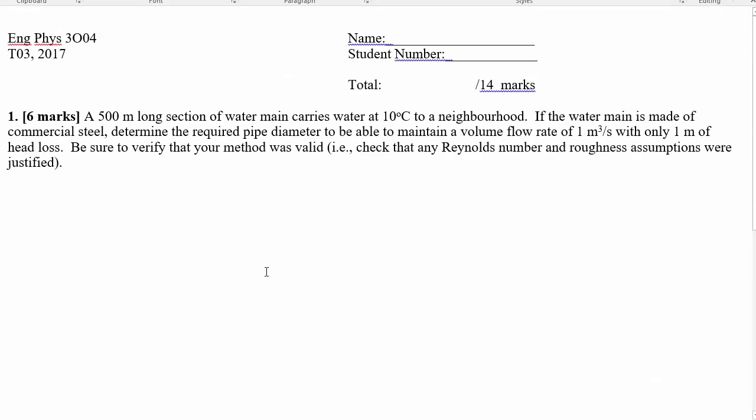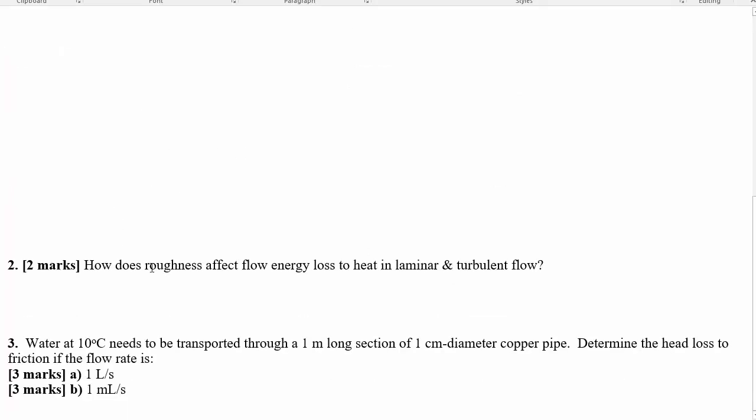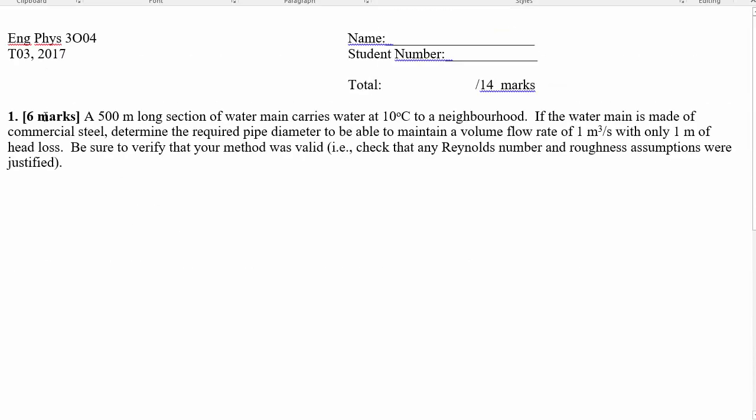This is dealing with sources of frictional head loss and ways to calculate that given straight pipe sections in either laminar or turbulent flow. So the first one we have is probably the hardest one. It's 6 marks. I guess there are 2 different parts of this which add up to 6. But this question can be extremely difficult, but there is a trick to doing it. So we're going to explain both ways.